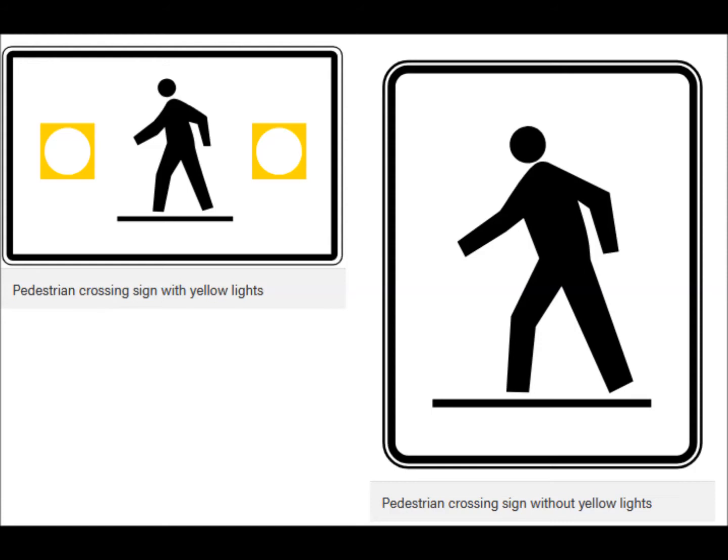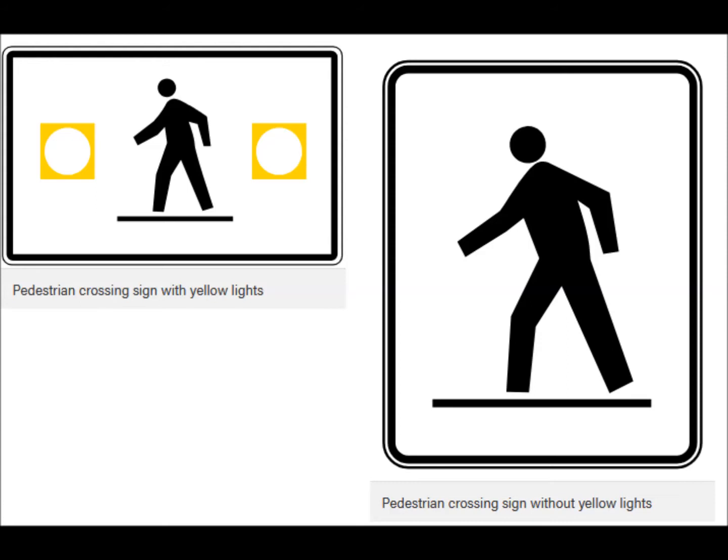Image description. A white box with a black outline and a black humanoid figure. 2 yellow lights on either side. Pedestrian crossing sign with yellow lights. A white box with a black outline and a black humanoid figure. Pedestrian crossing sign without yellow lights.